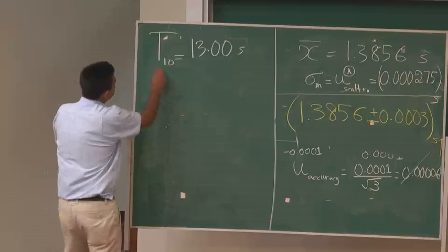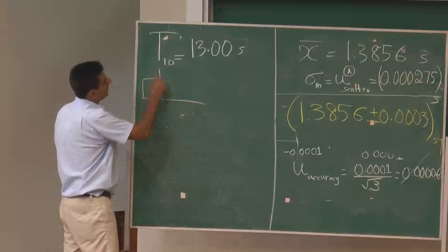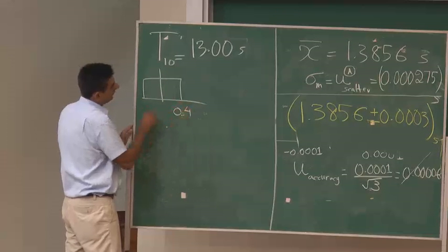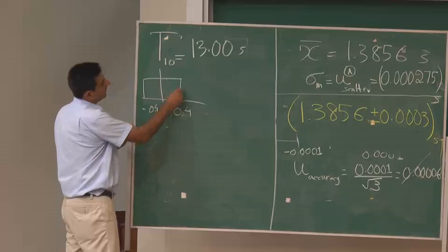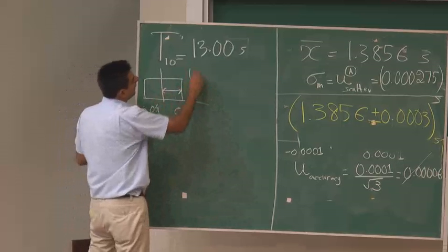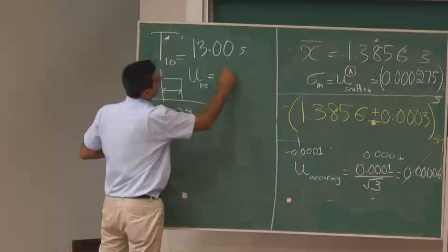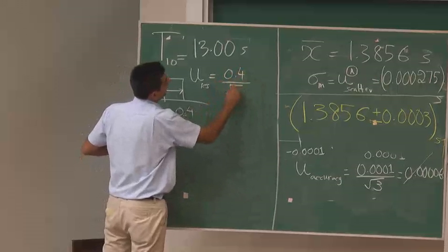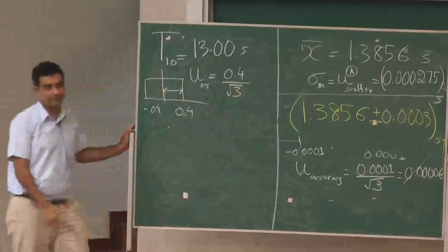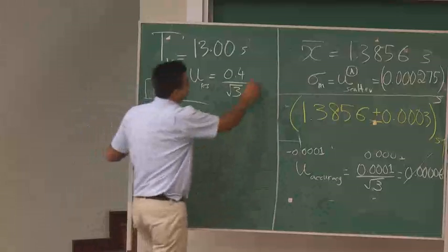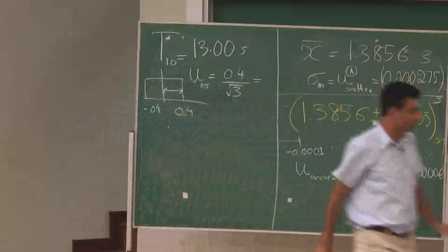So I associate with this a uniform probability distribution. This is 0.4, this is minus 0.4, my delta is 0.4. I find the uncertainty associated with my response. It is 0.4 divided by under root 3. Now this is a type B uncertainty. Okay, so what is the result for this? 0.231 seconds.